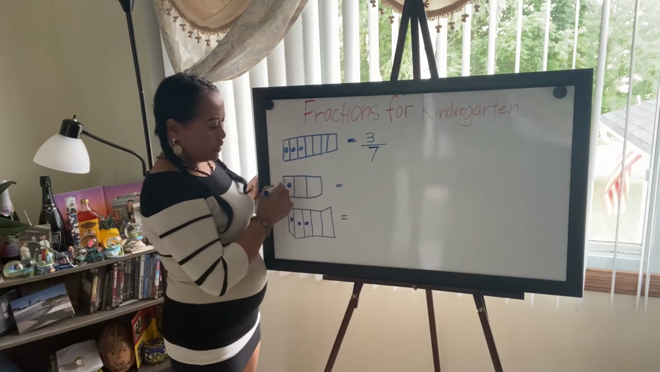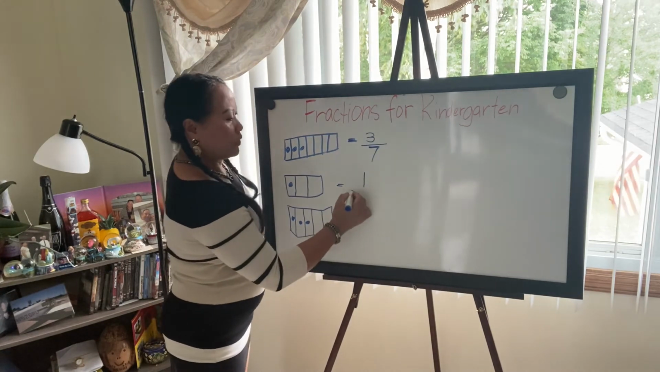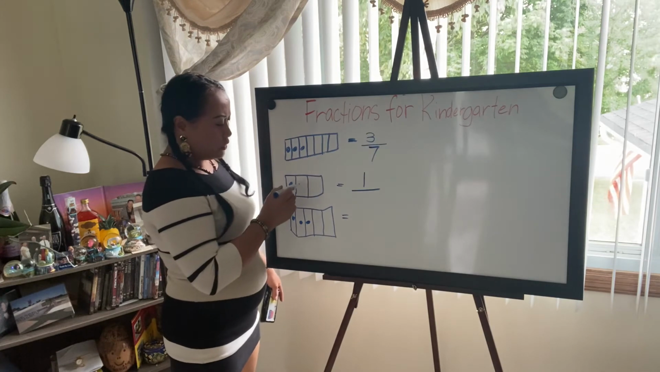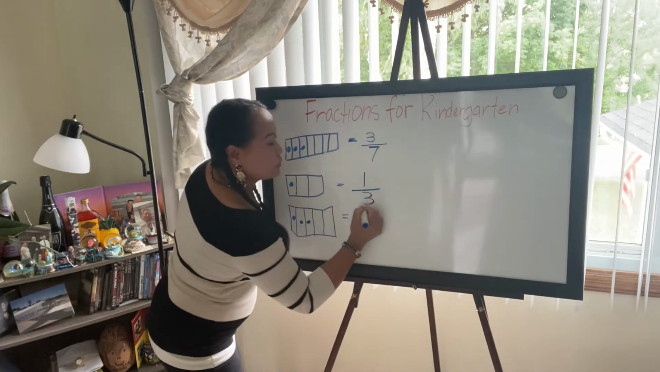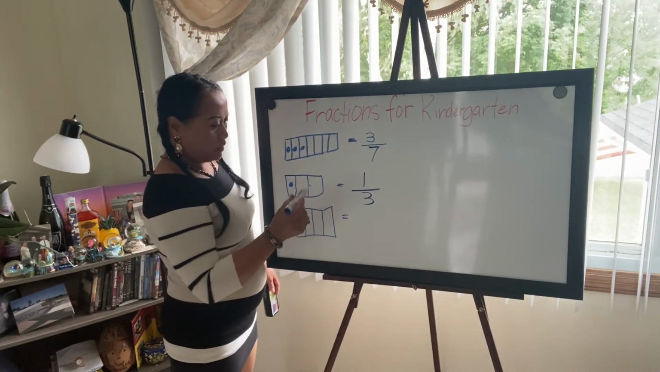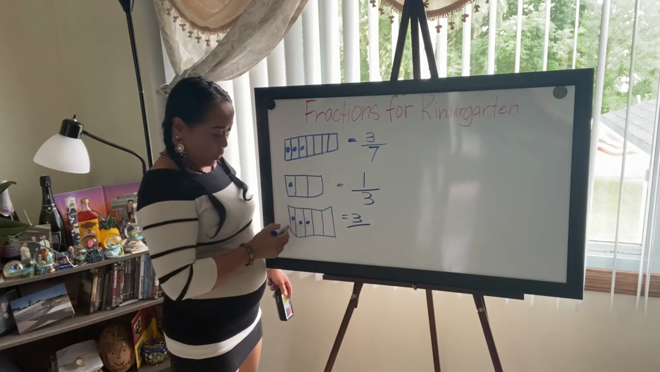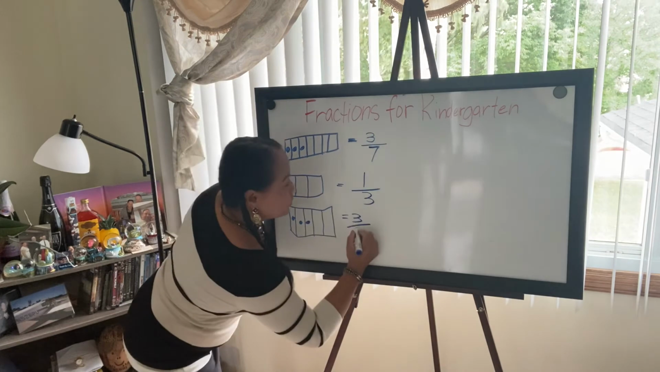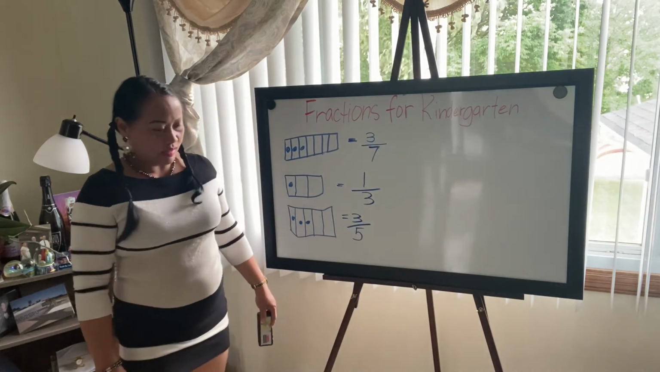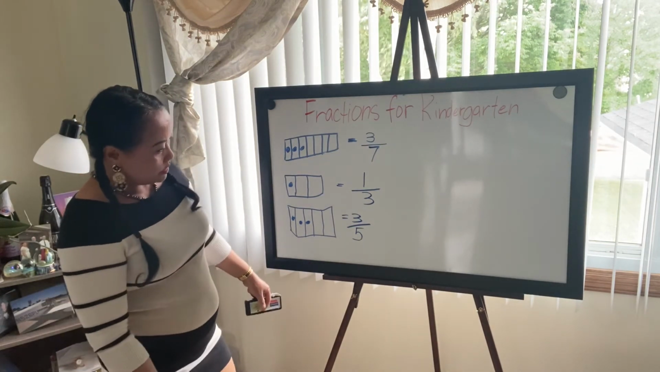Next, count the shaded: there is only 1, over how many? Count all the parts after: 1, 2, 3. So 1/3. Next, 1, 2, 3, so 3 over. Count all the parts after: 1, 2, 3, 4, 5. 3 over 5. See how easy?